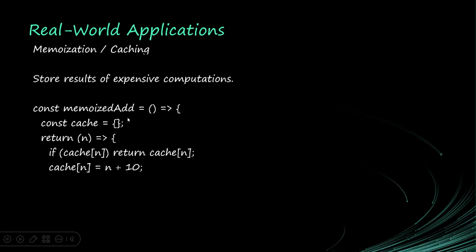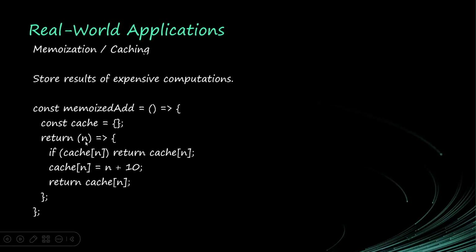You can also take a look at this code. It's a function, okay, and we are having a cache object here. So we are returning n. If we have the cache of n, so this is actually caching. We are using it to mimic caching. So we have this object, and we are returning a function.